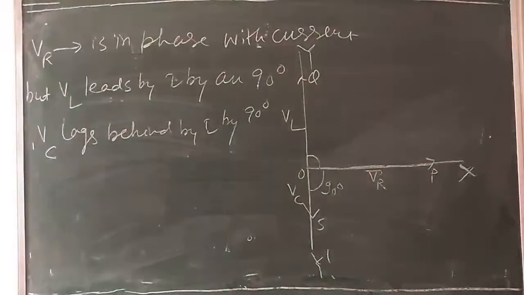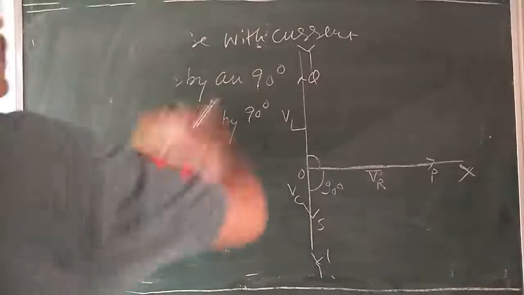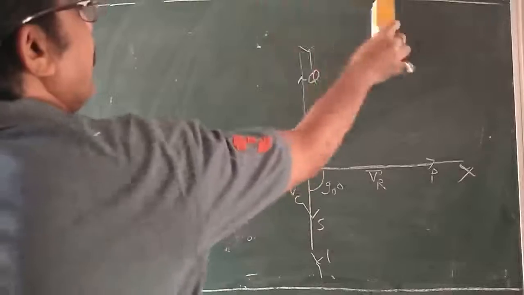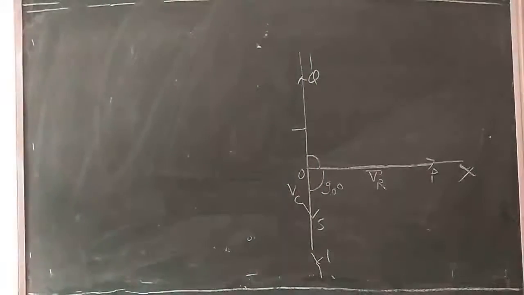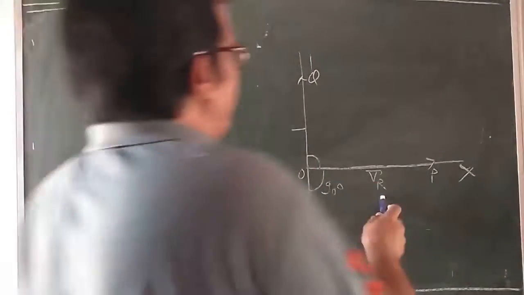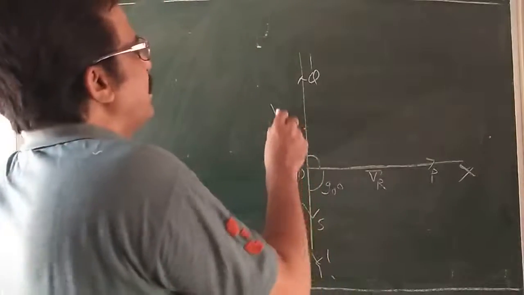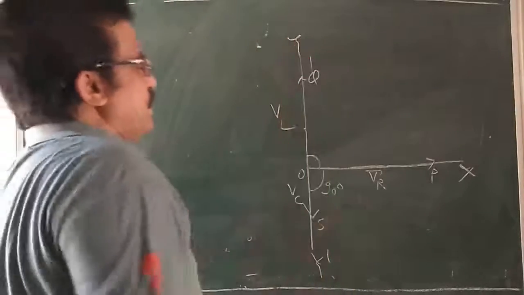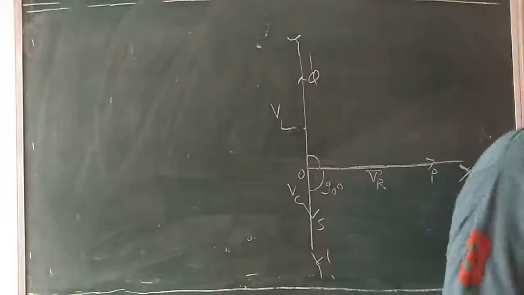Now, dear children, this is the vector diagram of this representation. This is VR, this is VL, and this is VC. So the VR, VL and VC representation is here.